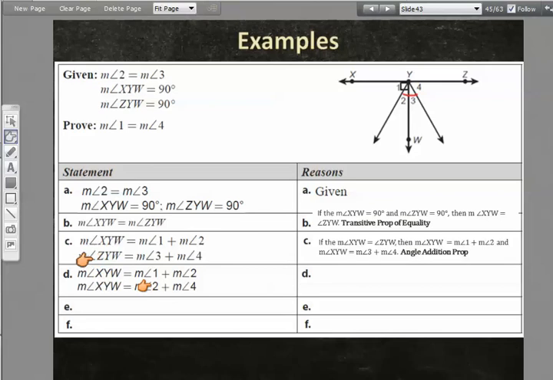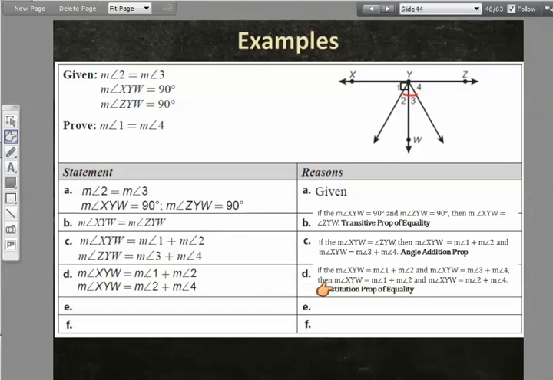And don't let it, it's a whole lot of numbers and letters and everything to confuse you, but just stop for a moment and say, okay, I know that XYW is equal to ZYW. Okay? And I know that 2 is equal to 3. And so that's how all this is working. So let's look how the reason plays out. There's my substitution property of equality. See, I had just put it in the wrong place.